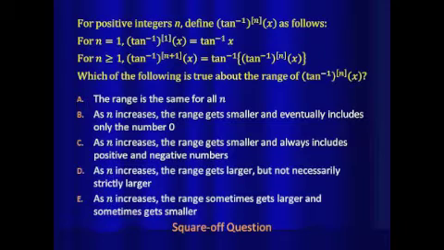And then you can still think about it now, Victor, in case Daniel gets it wrong. B, as n increases, the range gets smaller and eventually includes only the number 0. C, as n increases, the range gets smaller and always includes positive and negative numbers. D, as n increases, the range gets larger, but not necessarily strictly larger. Or E, as n increases, the range sometimes gets larger and sometimes gets smaller.